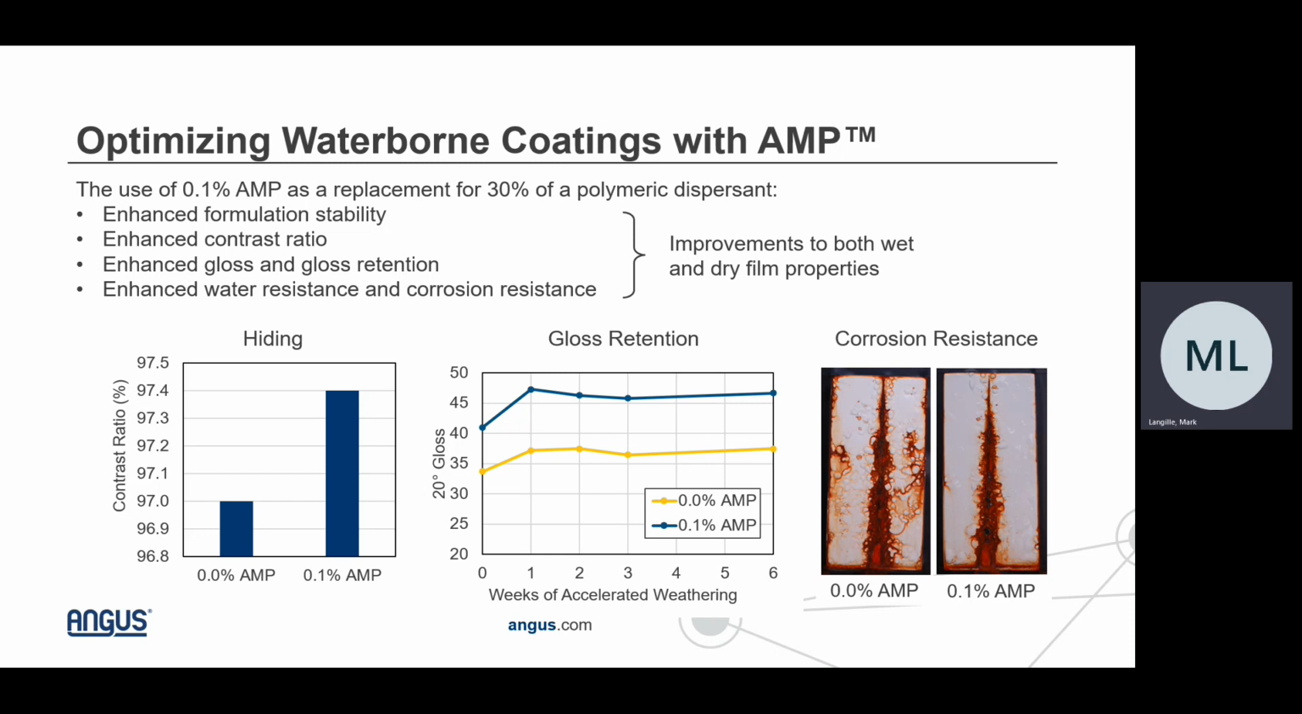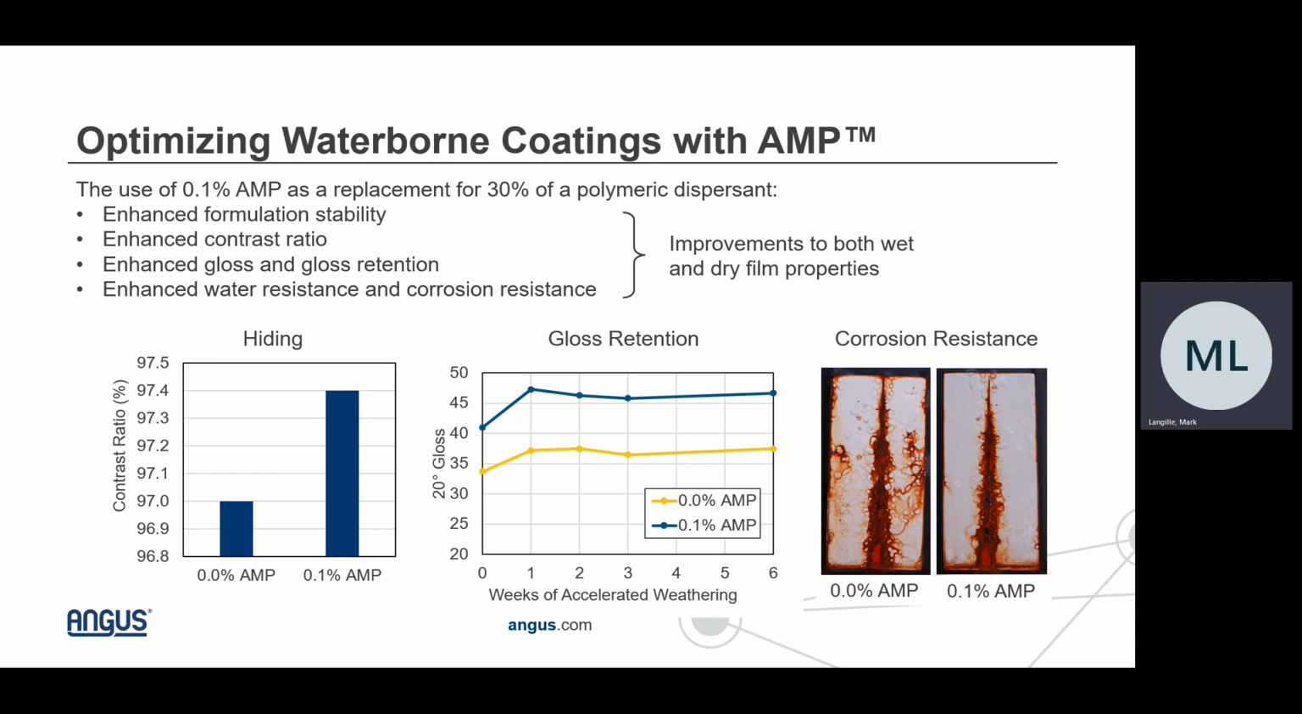So in the case of an acrylic DTM formulation shown here, we're able to improve the viscosity stability of the formulation, meaning that we're able to better stabilize the pigments. But we also improved a number of dry film properties. Of particular importance, we could improve the hiding and the gloss of the formulation, two properties that are highly dependent on the quality of the pigment dispersion. We could also improve other properties like water resistance and corrosion resistance.